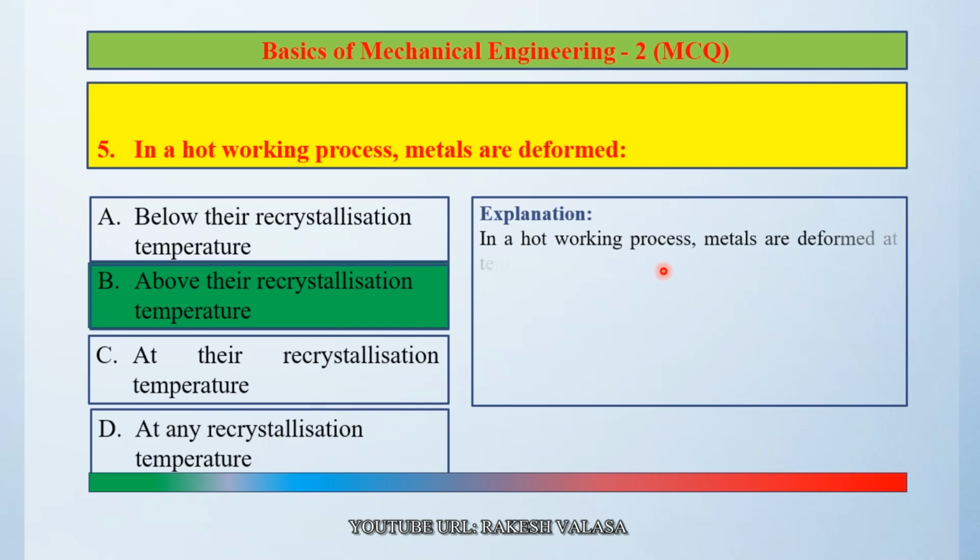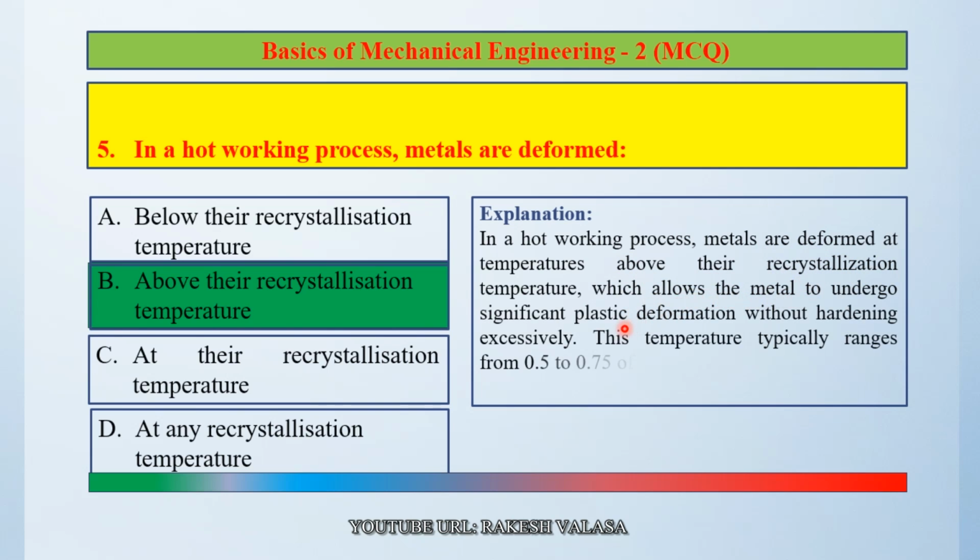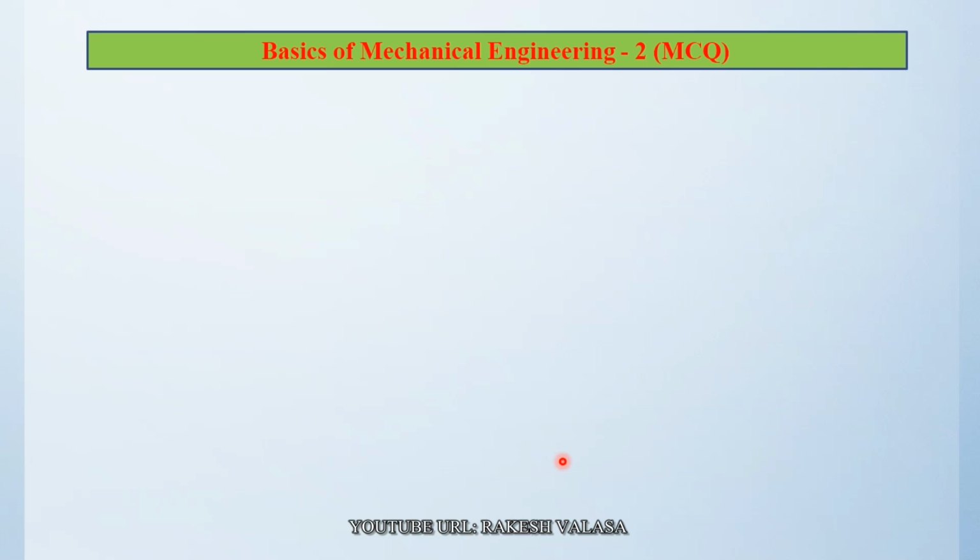In a hot working process, metals are deformed at temperatures above their recrystallization temperature, which allows the metal to undergo significant plastic deformation without hardening excessively. This temperature typically ranges from 0.5 to 0.75 of the metal's melting temperature, measured in absolute terms, that is Kelvin. So the correct answer is option B, above their recrystallization temperature.